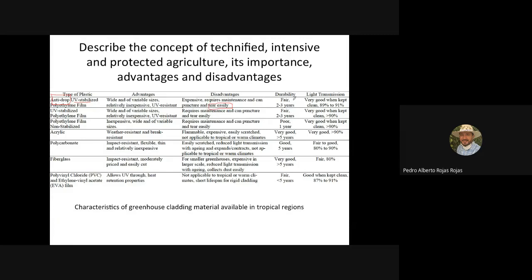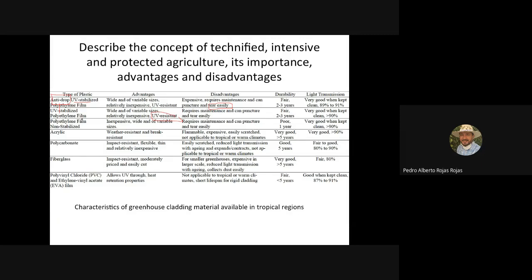So its durability is good, 2 to 3 years, and it has very good light transmission. The second is polyethylene. It doesn't have anti-drop, is available in variable sizes, is relatively inexpensive, and also has ultraviolet resistance. As a disadvantage, it requires maintenance and can be punctured and tears easily. It has good durability and very good light transmission.